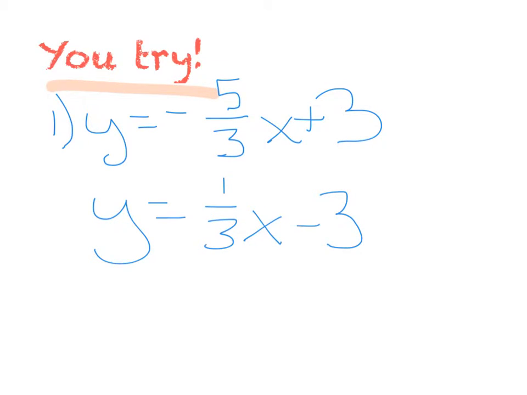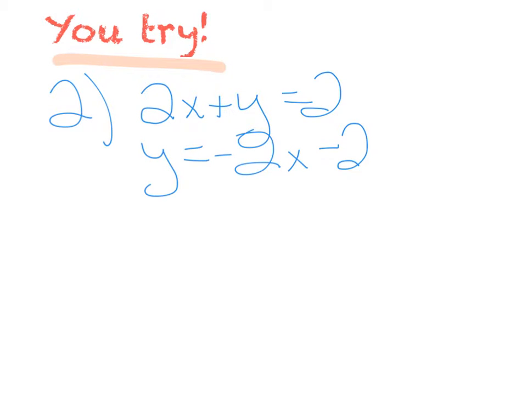Here's a system of equations for you to try and solve. Y equals negative 5/3 x plus 3, and y equals 1/3 x minus 3. Notice these are both in slope-intercept form, so that may be a good hint for you when you go to graph them. So take a minute and try this. Once you have your answer, come back and check. If you got the ordered pair 3, negative 2 for your answer, excellent, good work.